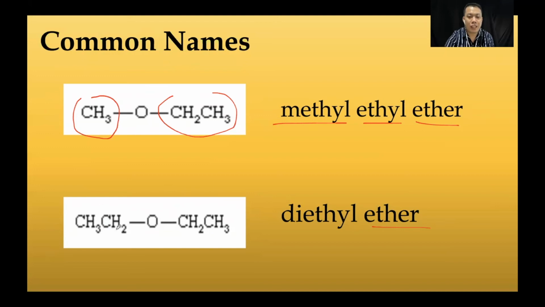On this side, you have here both are ethyl. So you have to name it as diethyl since there are two ethyl. So you will not call it ethyl ethyl ether. But instead, you have to write here diethyl ether.